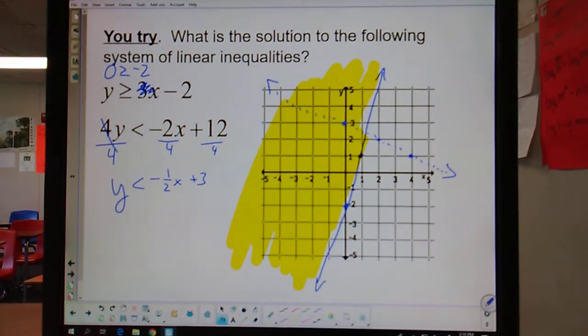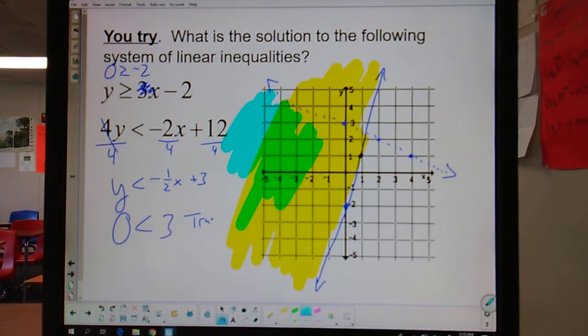And let's test it. Now you can test your original or the one that you modified. As long as you modified it correctly, it should be okay. It will be okay. 0 is less than 3. That's true. So this also shades towards 0, 0. So let me get out my blue highlighter and shade everything towards 0, 0 that way. Okay, like that, like that, like that.